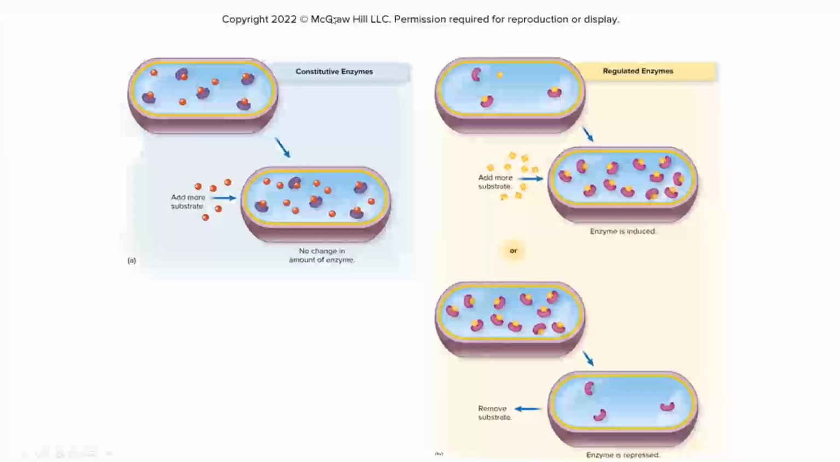Okay, so examples of constitutive and regulated. Constitutive would be the same no matter what. Even if we add more substrates, there's no change in the amount of enzyme. Regulated is when we're responding to the amount of substrate that is present. So if we add more substrate, then we're going to make more enzymes. Or maybe if we remove the substrate, then the enzyme gets repressed. We don't need to make as much. So this one is more fine-tuned than the constitutive enzyme.